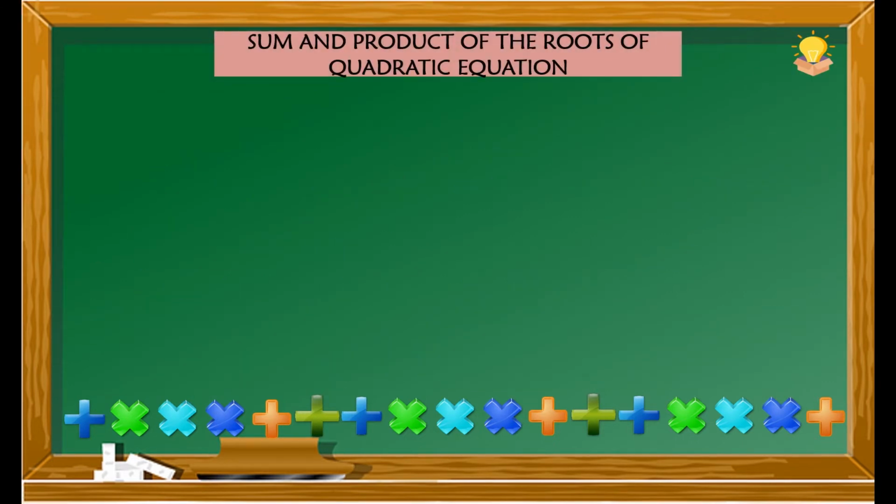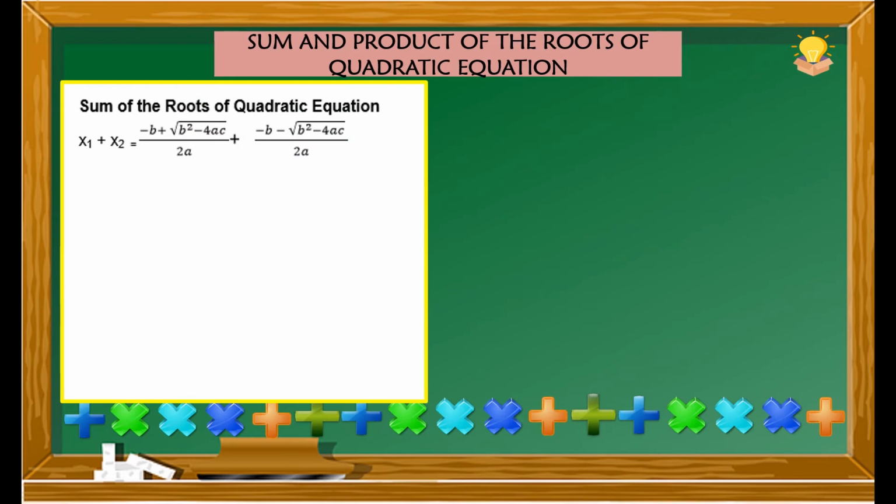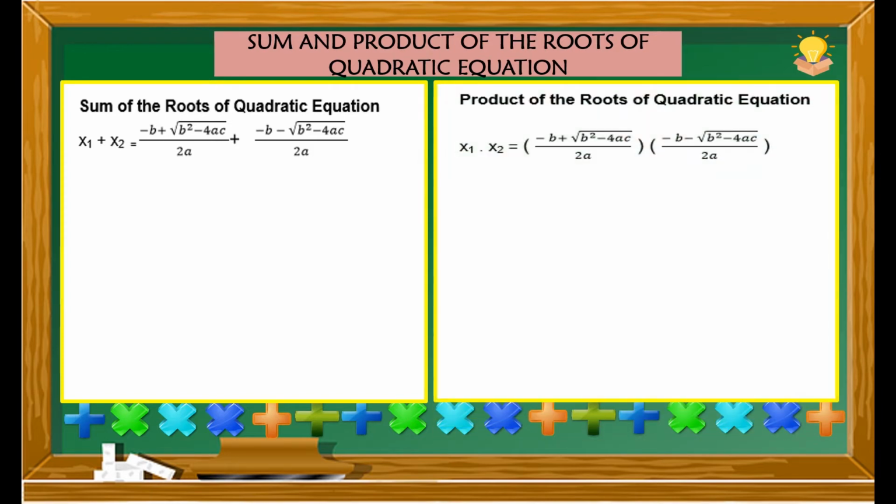Now, I will show you how to derive the sum and product of the roots of a quadratic equation. So, it is shown here. The first one is the sum, wherein we are going to add the first value of x to the second value of x. That is given from the quadratic formula. And the other one is the product of the roots, meaning you will multiply the first value of x to the second value of x. So, let's start with the sum of the roots.